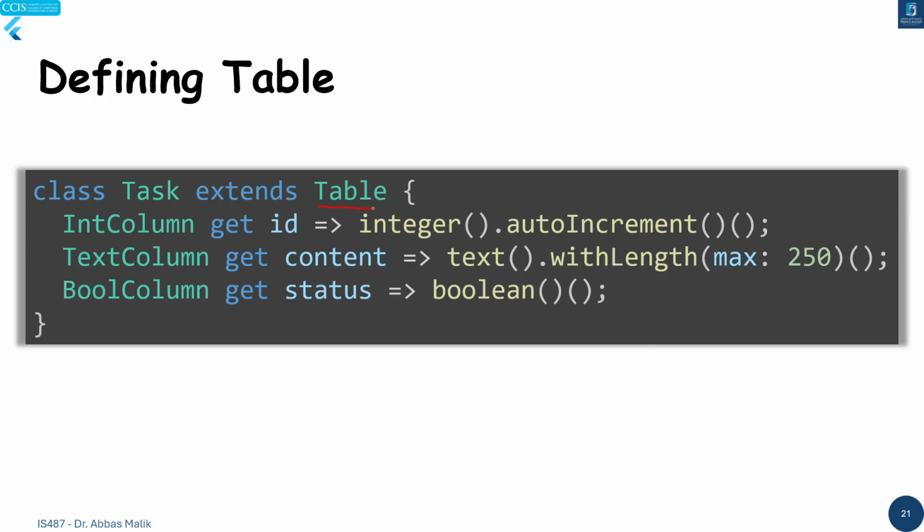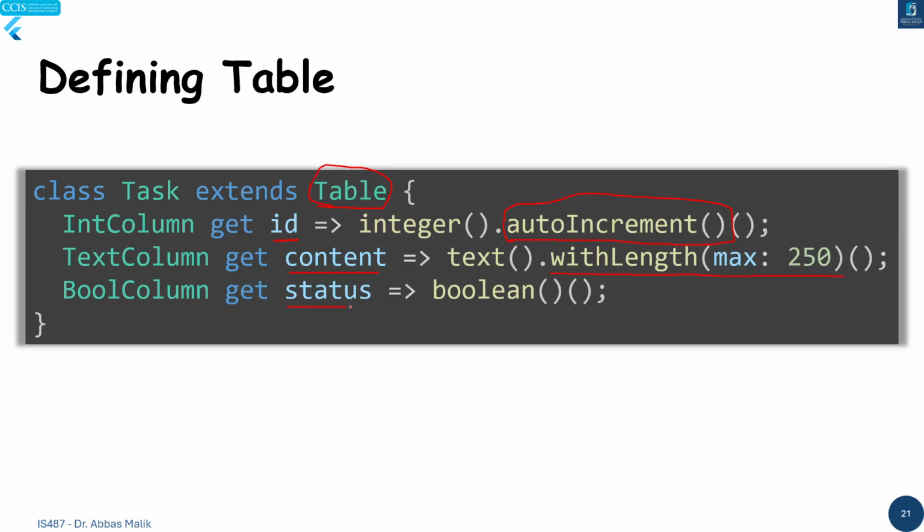This is actually a table which has been defined in the Drift package. We said our task is a class which extends the table, and here we are creating the first column, the ID, an integer type column which has been auto-incremented. It means it will automatically become the primary key of this specific table. Then we also have the content, which specifies the task information. Then we are applying constraints on it, with a maximum length of 250. It cannot accept anything more than that.